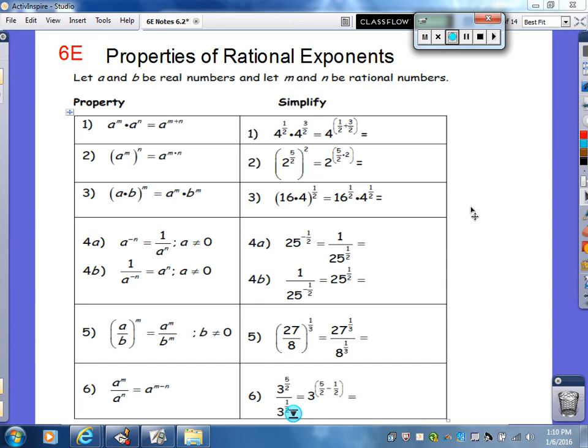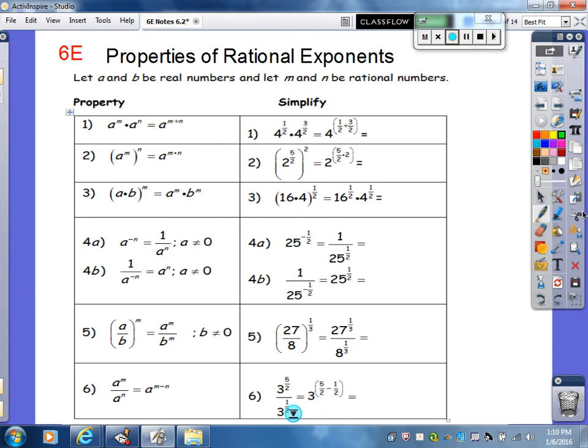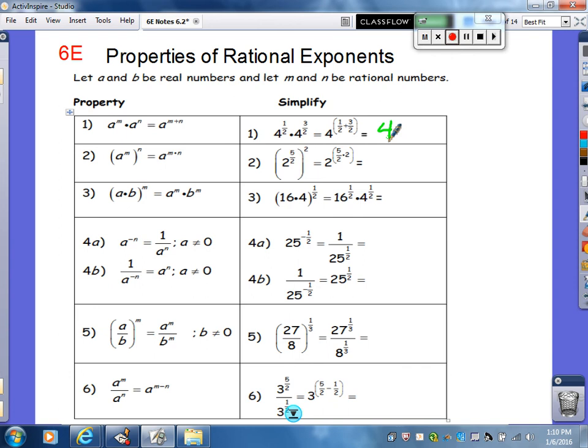If you're multiplying powers, you're going to add the exponents. So the base is still going to stay the same. Now to be able to do this, you have to have the same base. So 4, and then 1/2 plus 3/4 is 4/2, which is 4 squared, which is equal to 16.